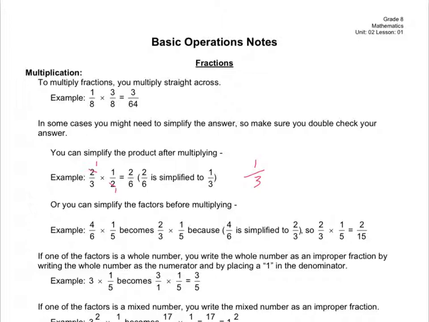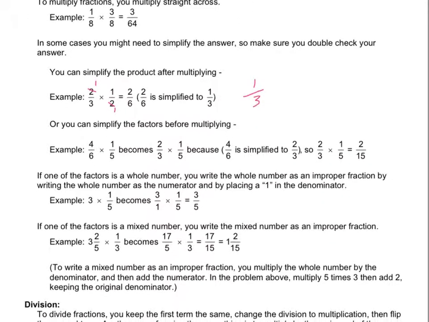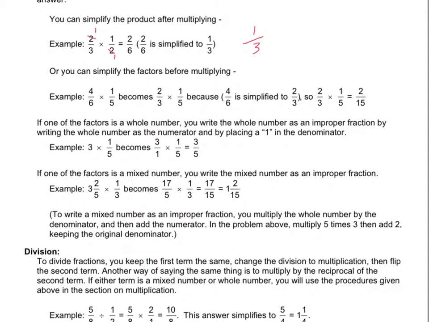Let's see something else that I want you to look at. If one of the factors is a whole number, then you write that factor over 1. That's also a concept that we seem to misplace when we are multiplying whole numbers times fractions. Remember, a whole number is still rational, and we know that a fraction is rational. So we just need to remember to place that whole number over 1, and again multiply numerator times numerator, denominator times denominator.